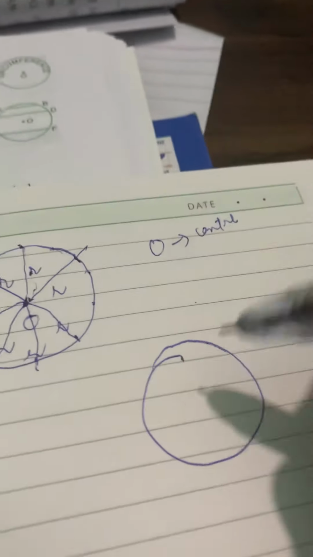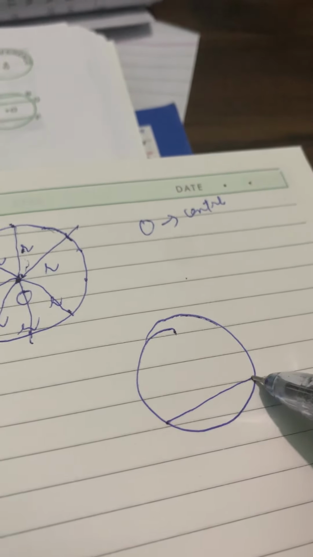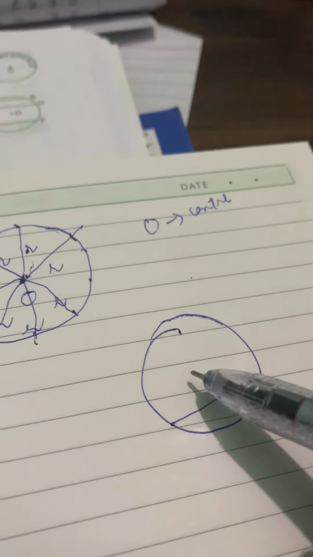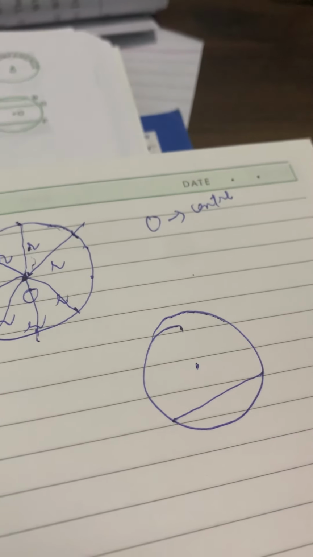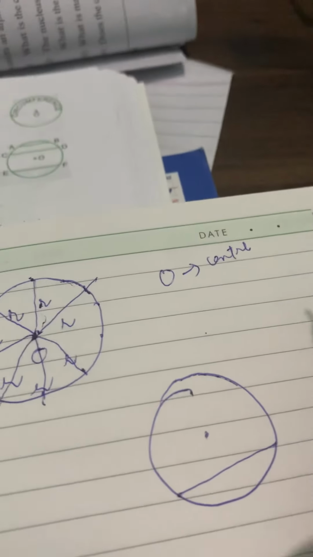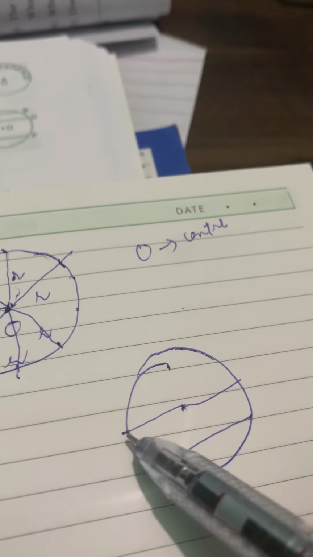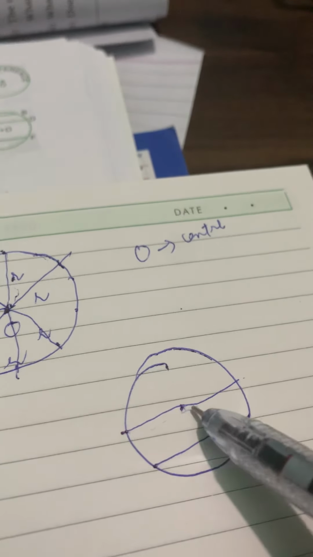Next is your chord. Suppose this is your circle. A chord is something which meets the circle at 2 points, or you can say the end points of a chord always lie on the circle. See, these are the two end points, they always lie on the circle. This is your center. Now next is your diameter. Remember, diameter is nothing but a chord. Again, its 2 points are lying on the circle, but it is a special chord. Diameter is that chord which passes through the center.